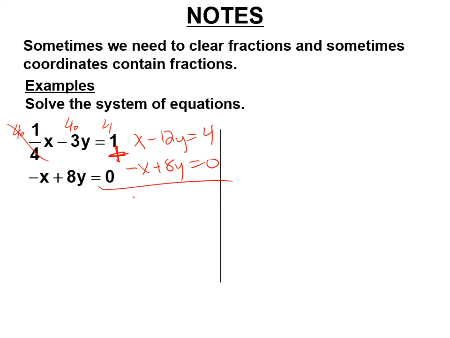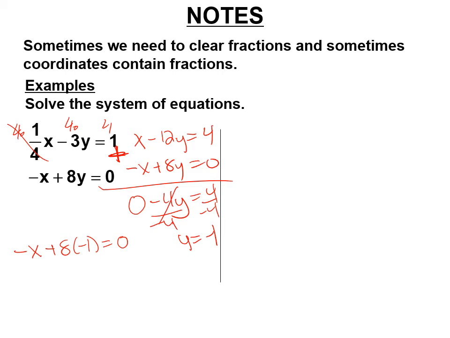X plus negative x is 0, or the opposite of x. Negative 12y plus 8y is negative 4y. 4 plus 0 is 4. Divide both sides by negative 4. Y is negative 1. Okay, so then I'm going to put it in the bottom to avoid the fraction. Negative x plus 8 times negative 1 equals 0. So that's negative x minus 8 equals 0.